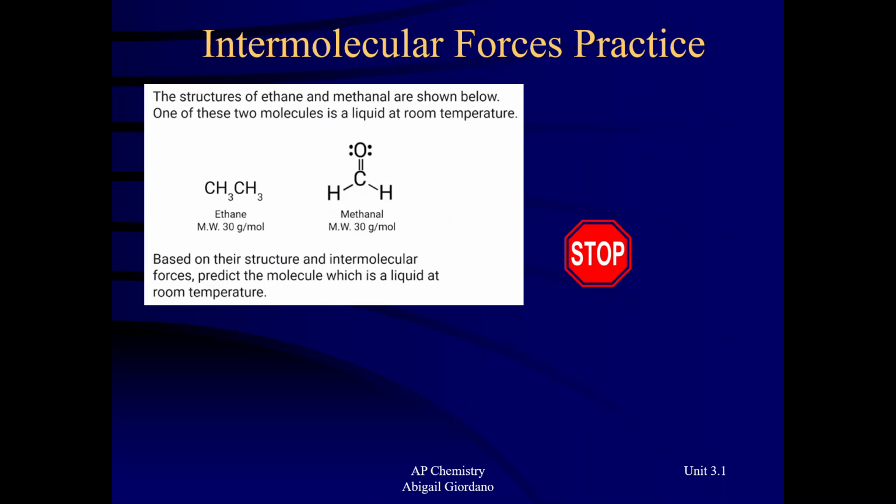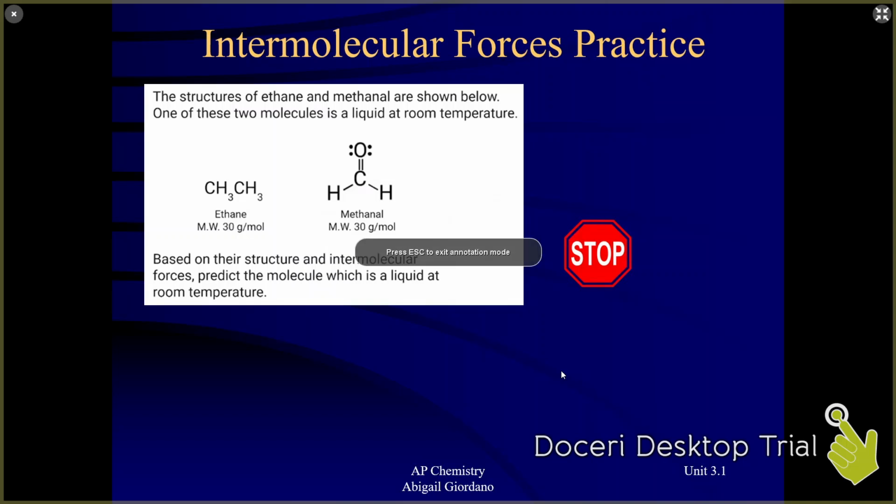It says, the structures of ethane and methanol are shown below, and then they tell us that one of these two molecules is a liquid at room temperature. The understanding is that the other one must be a gas. And it says, based on their structure and intermolecular forces, predict the molecule which is the liquid at room temperature.